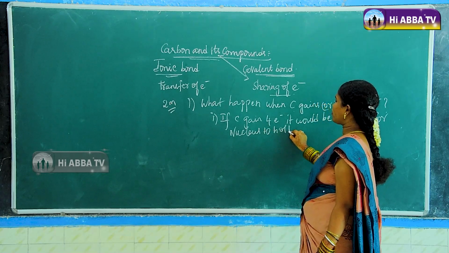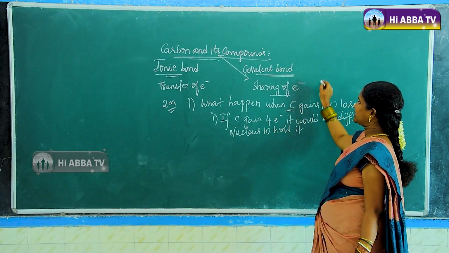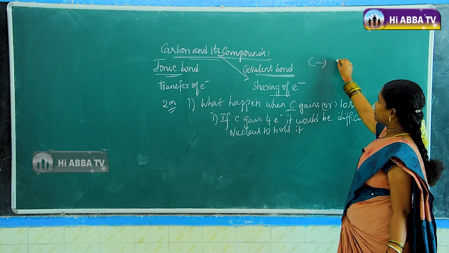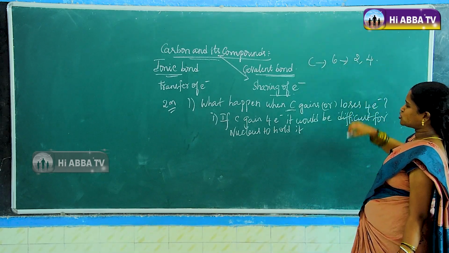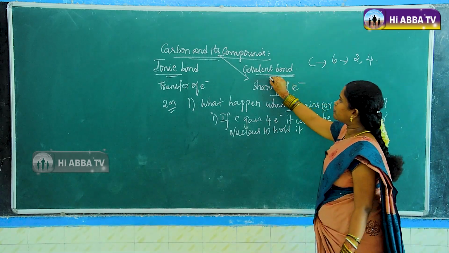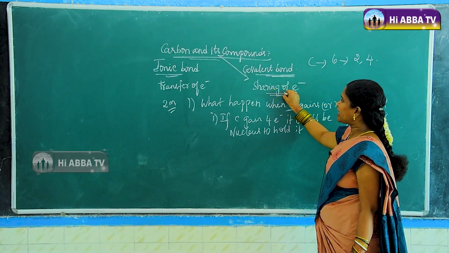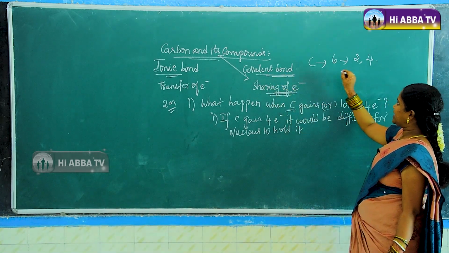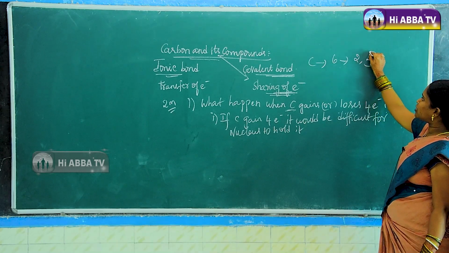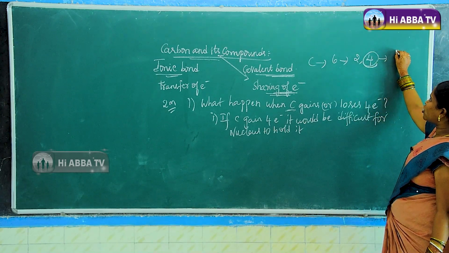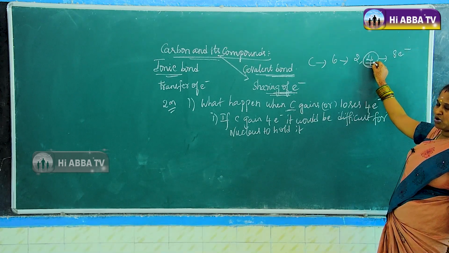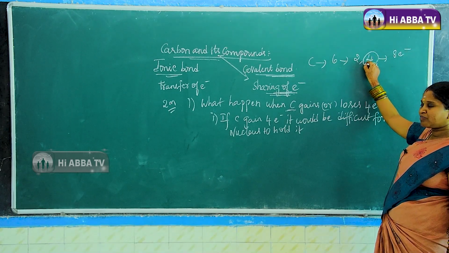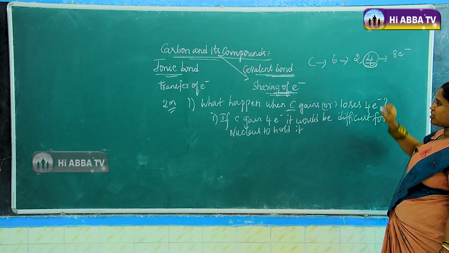What is the meaning of this? Let's consider carbon. What is the atomic number for carbon? It is 6. Its electronic configuration is 2, 4. Since I have told covalent bond, sharing of electrons will be taking place. So the outermost shell must consist of 8 electrons. Here it consists of only 4 electrons. So how many electrons are required? 4 more electrons it needs.